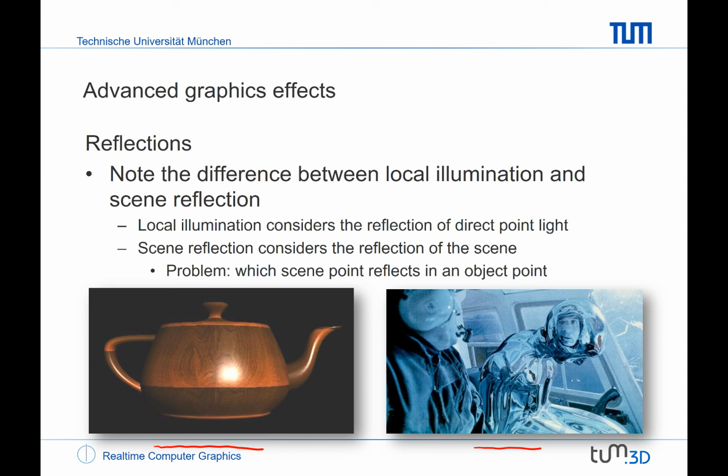So keep in mind that in both cases we talk about reflections. However, on the left-hand side, we only have to consider for every surface point one single other point, namely the light source position, to determine what is the illuminating light and how much of that light is reflecting back at the surface point. And on the right-hand side, for every point on the reflecting object, we have to consider which is the point in the surrounding that reflects at that point towards the viewer.